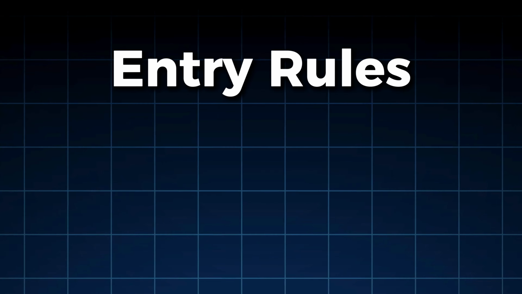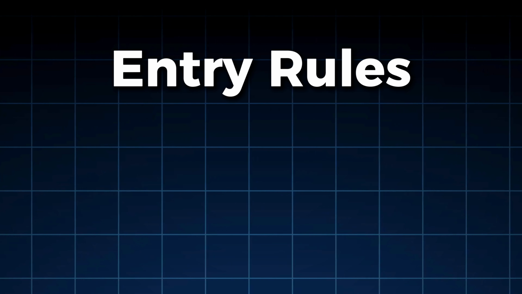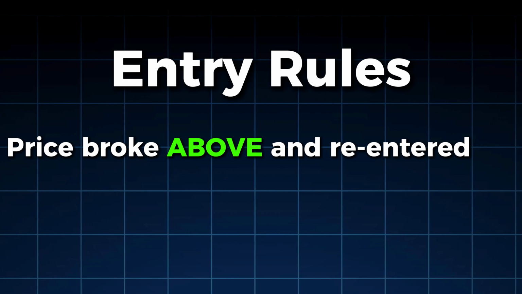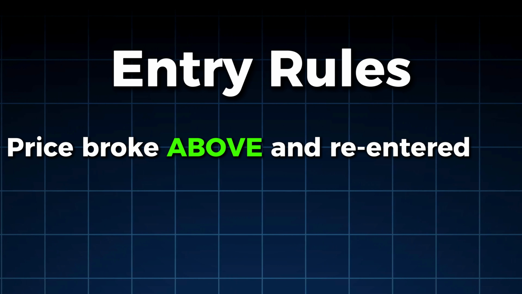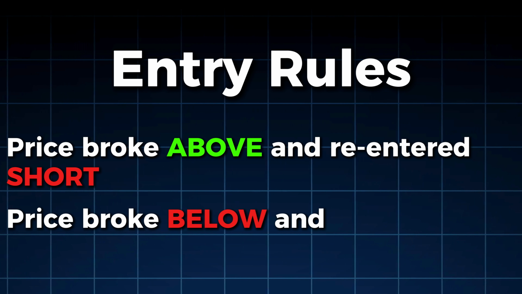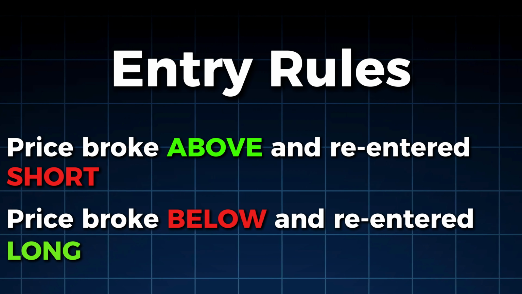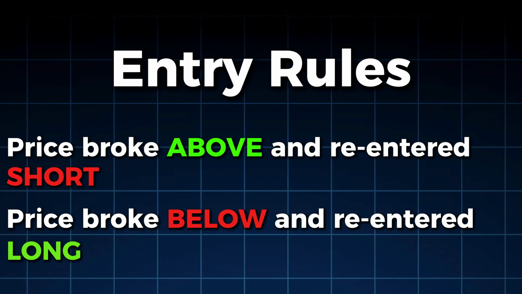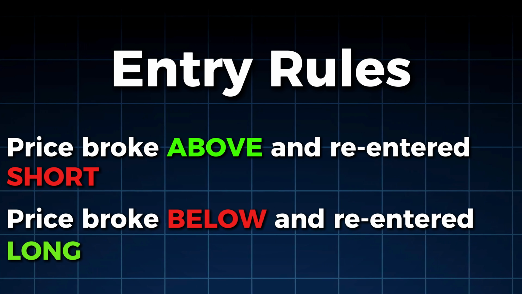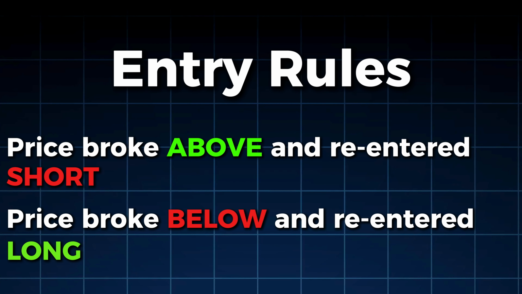So once you see a confirmed setup, the entry is completely rule-based. If price broke above the range high and re-entered, you go short. If price broke below the range low and then re-entered, then you go long. The breakout tells you the direction the market tried to go, and the re-entry tells you that it failed. So you're basically trading the failure or the reversal.